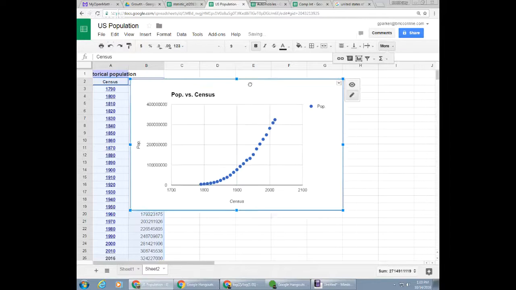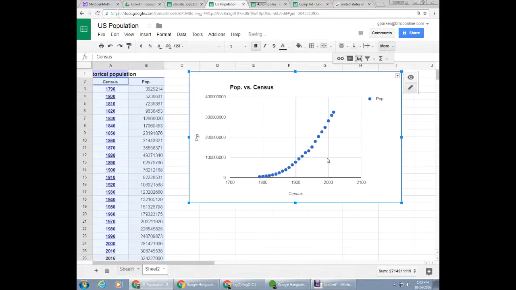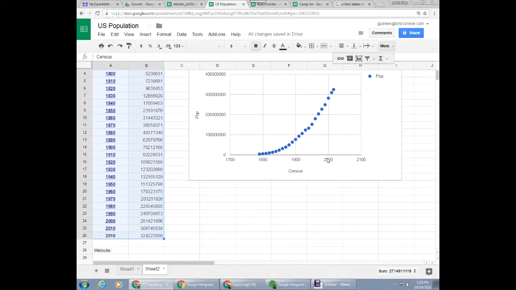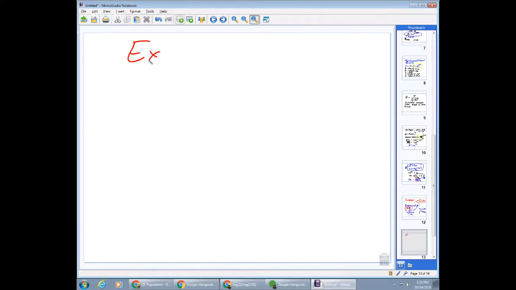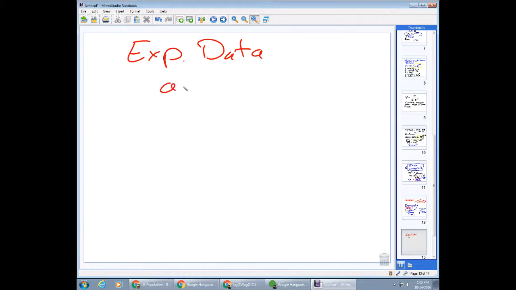So what do you think? For this data, am I better off going linear or exponential? It's got a curve to it, so linear is out, so we'd have to go exponential. If it's exponential, I'm trying to find a starting value, and B, a growth multiplier. Let's write that down. Exponential data means I need something like A times B to the X. A is some starting value.